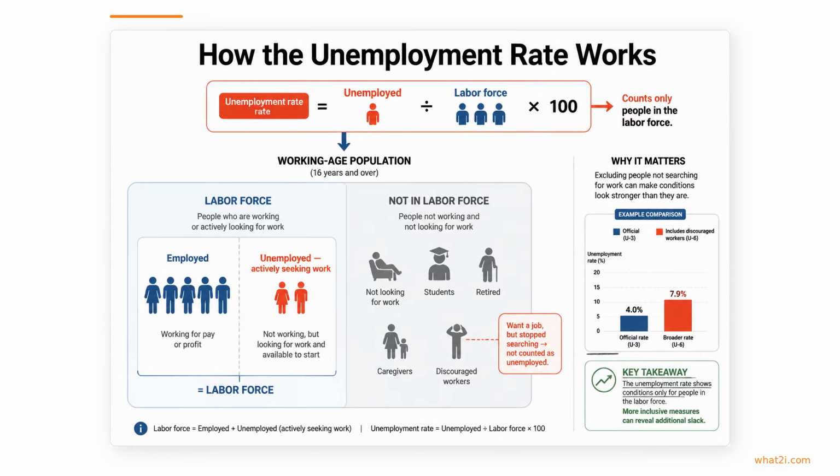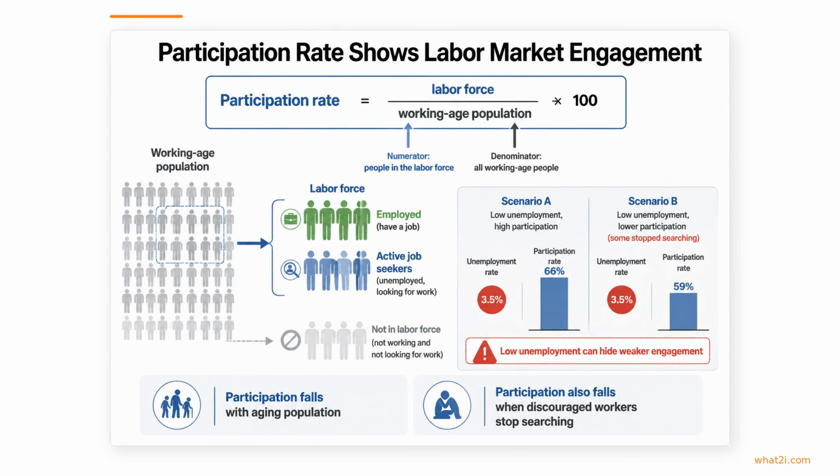It counts only those in the labor force, meaning people without jobs who are actively searching, so someone who wants work but has stopped looking is not included as unemployed. That is why the participation rate matters so much. It asks a broader question: out of the whole working age population, how many people are either working or actively looking, which helps reveal whether low unemployment reflects real strength or just fewer people engaged in the labor market.